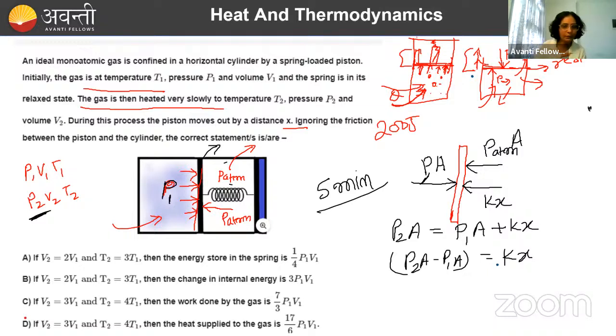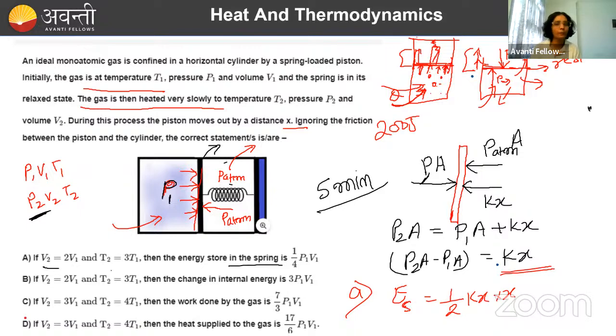What we have to calculate? We have to calculate the energy stored in the spring when the V2 value is given in terms of V1, and the T2 value is given in terms of T1. Done. How will we calculate the energy stored in a spring? So energy stored in a spring का formula क्या होता है? अगर मैं A option की बात करूं तो energy stored in a spring will be half Kx into x. Why am I writing like this? क्योंकि Kx value we have already got. That is P2A minus P1A. Now, how will we calculate the value of x?